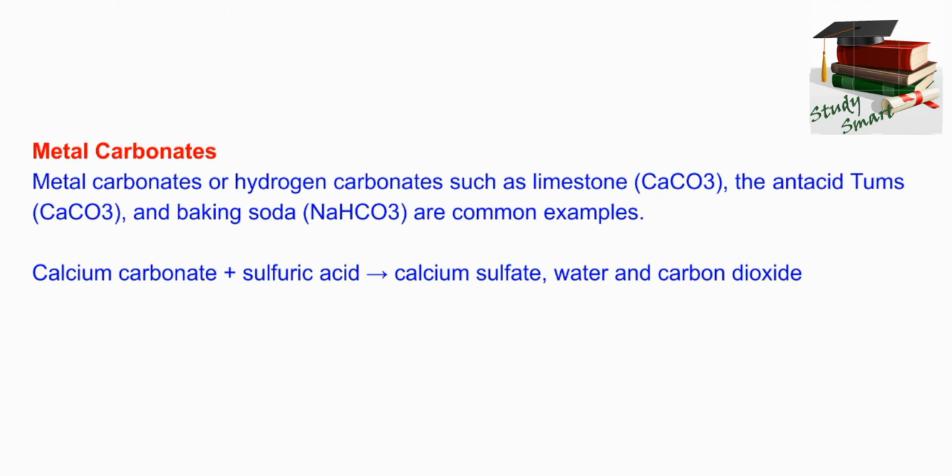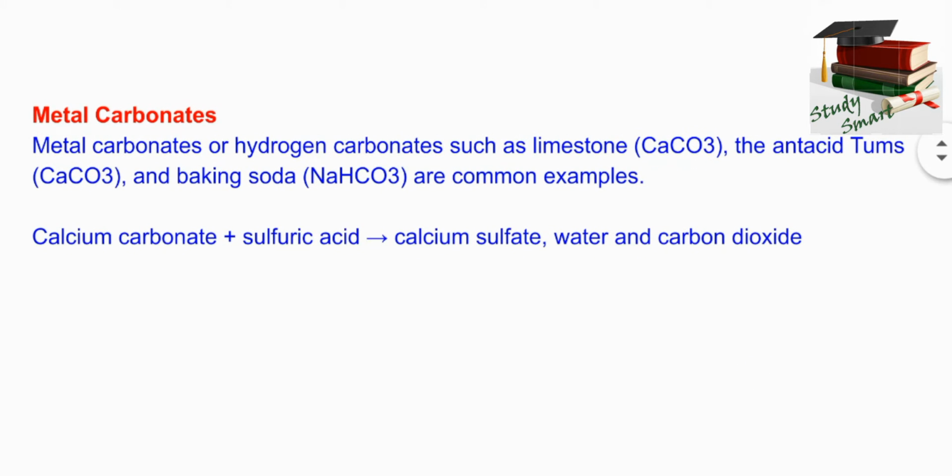About metal carbonates. Metal carbonates or hydrogen carbonates such as limestone, that is CaCO3, and baking soda, that is NaHCO3, are the common examples. When calcium carbonate reacts with sulfuric acid, then calcium sulfate, water and carbon dioxide are produced.